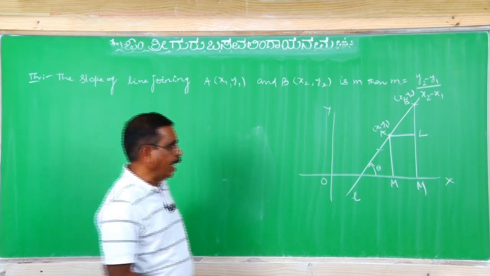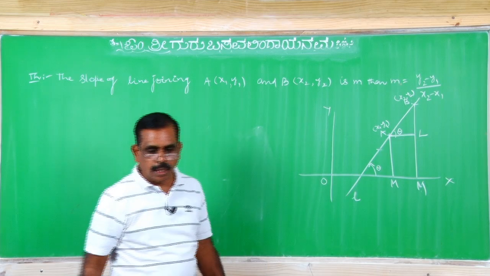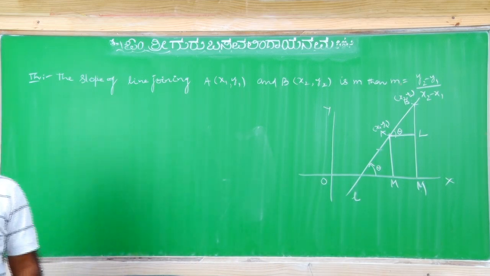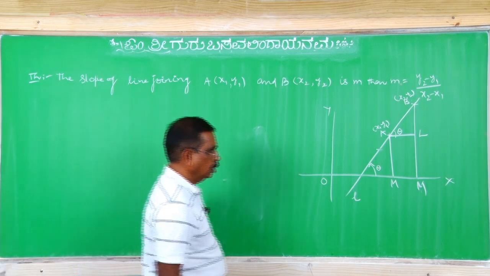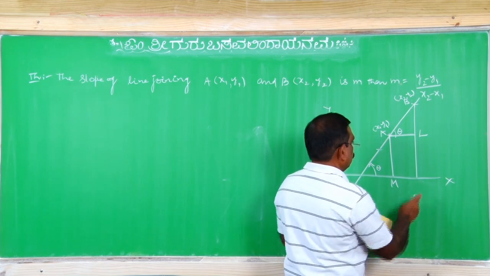Next, here the angle is theta. Draw the diagram fast. Only 1 minute. Do it fast. This is M, N. One is M, the other one is N.